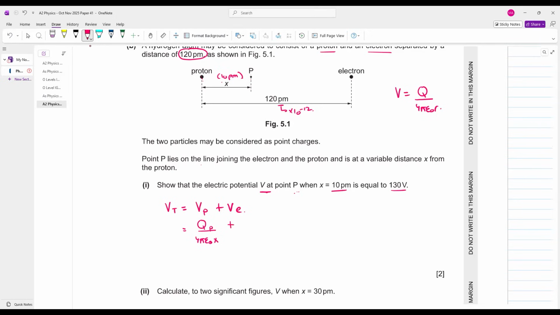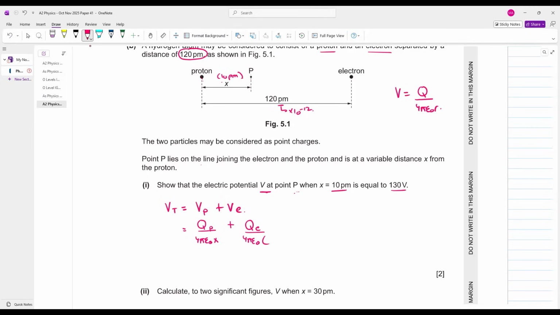Plus, how will you calculate the electric potential due to the electron? Charge of electron plus 4 pi E naught. What will be your distance? Distance क्या होगा बेटा? Can you realize that the total distance is 120 picometer?